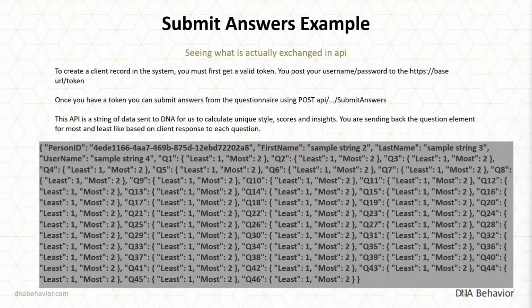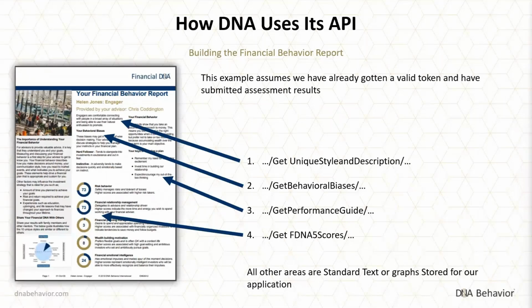Again, this isn't meant for people to consume. This is how this interface works between your application that is sending us this data and our application, which is using these numbers, these answers, to provide you now with some insights that your clients can use. So as an example, in the DNA reports for building the financial behavior report, assuming that we've already gotten the token and we've already submitted our assessment results, now I can do these GET calls.